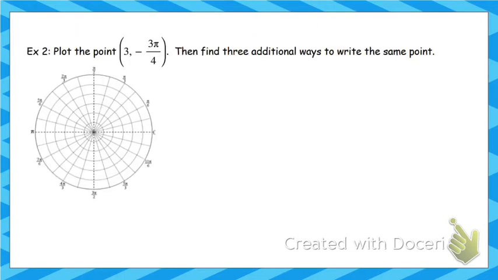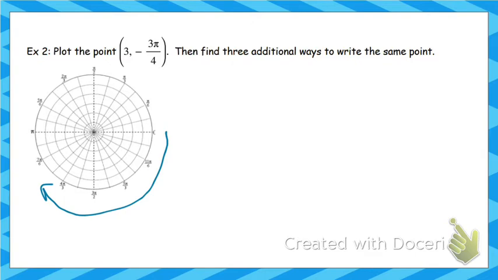All right, so let's look at one of these points that's on our circle. We're actually going to say, like we said, we can write these multiple different ways. Let's come up with some of the different ways we could write this. So I'm going to plot the point 3, negative 3 pi over 4. Well, first of all, let's figure out where negative 3 pi over 4 is. I'm moving backwards 3 pi over 4.